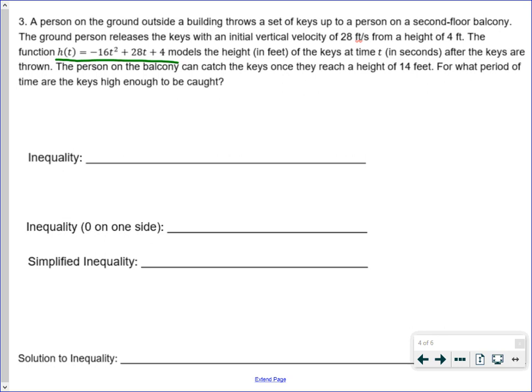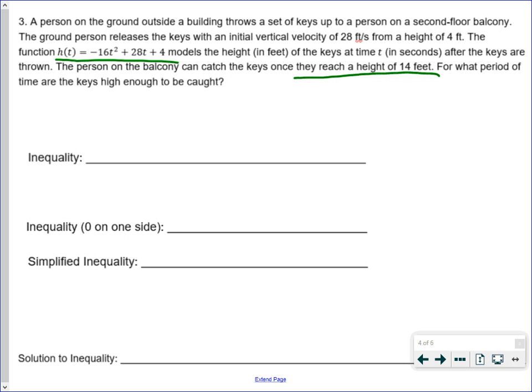After the keys are thrown, the person on the balcony can catch the keys once they reach a height of 14 feet. For what period of time are the keys high enough to be caught? Okay, so we're told that the guy on the balcony can catch the keys once they reach a height of 14 feet.